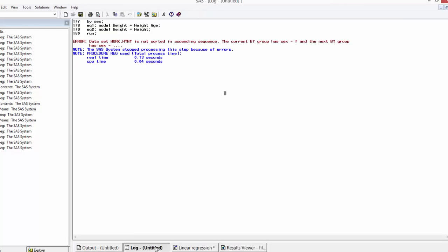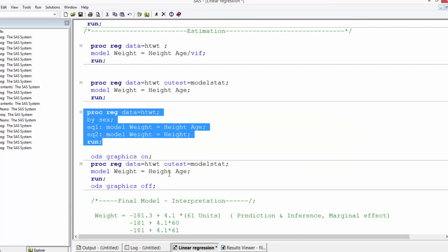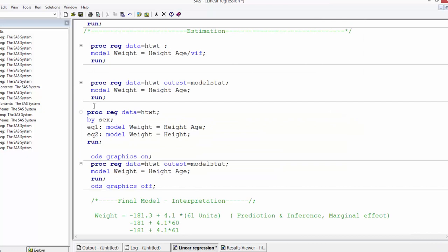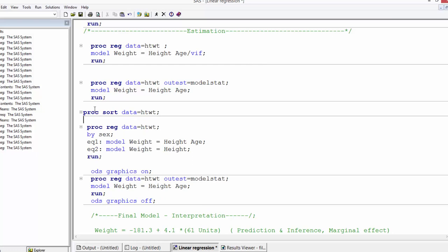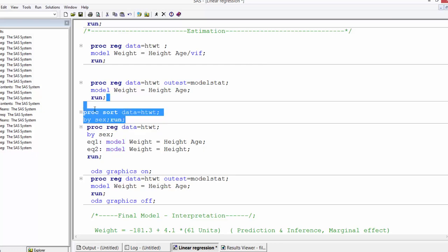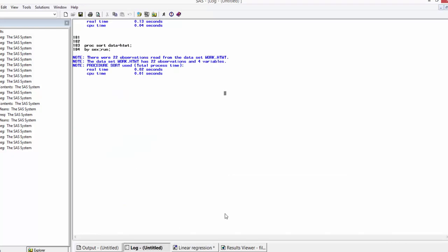Is there some error? Okay, it says that it's not sorted. So every time you're using a by statement, make sure that you are sorting the dataset before using it in the regression. You just use proc sort, so just sort the data with respect to sex. Okay, perfect.